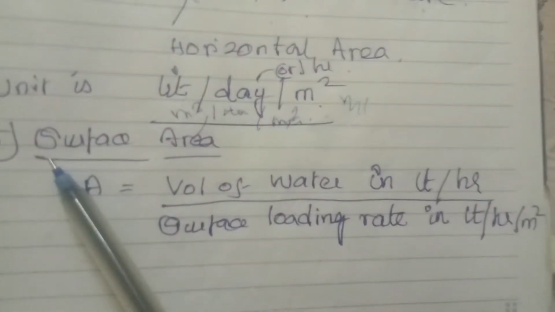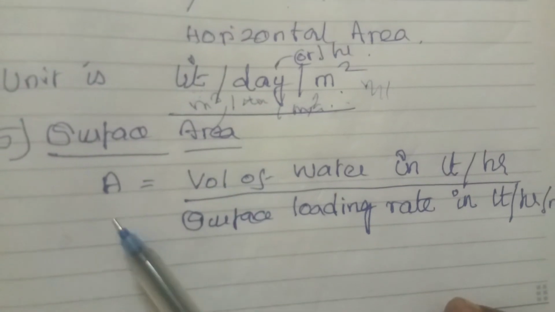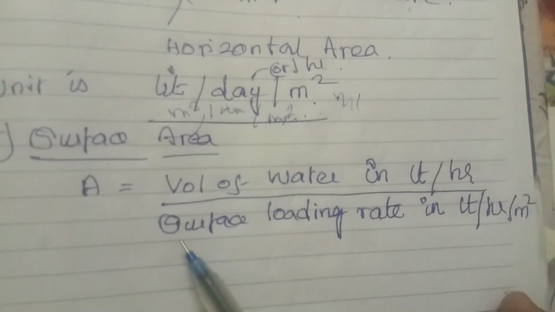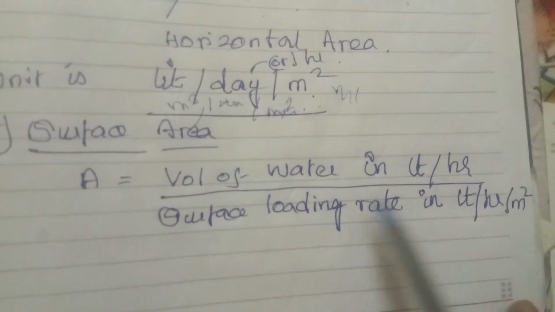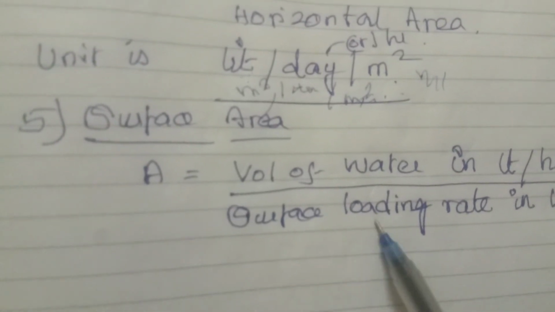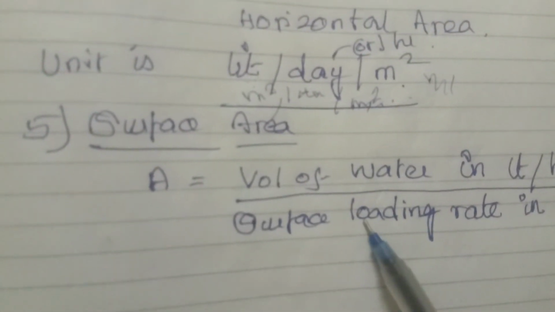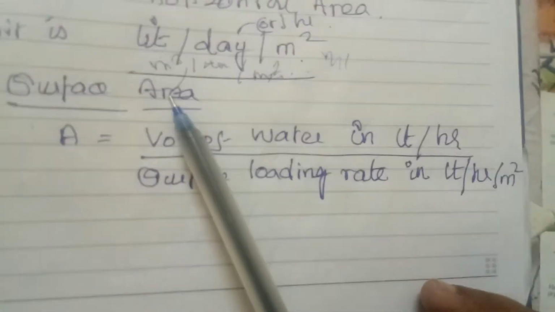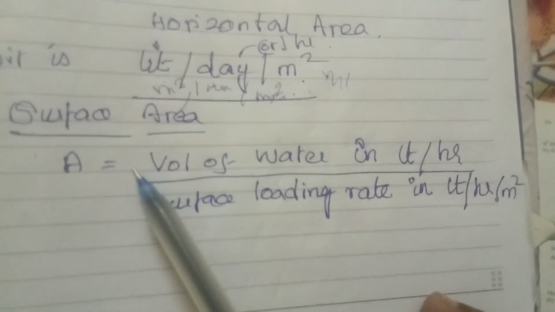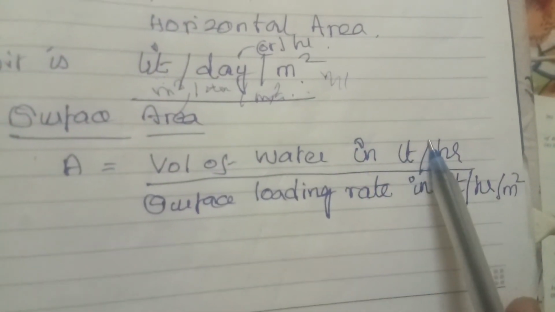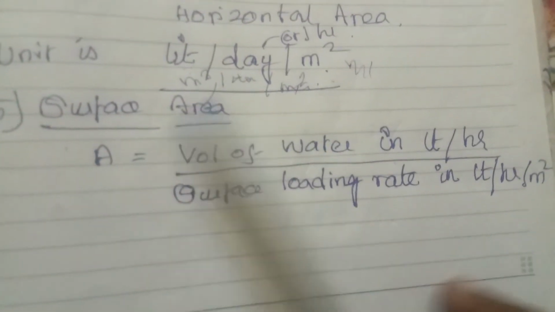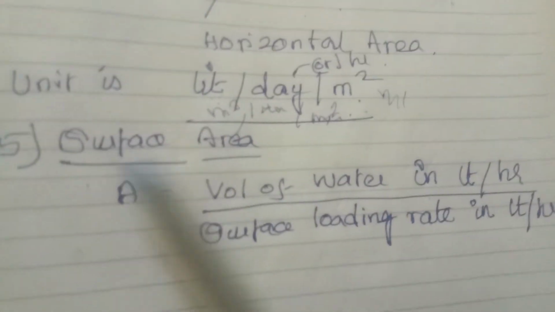So next comes the surface area. Surface area is given by the ratio of the volume of water divided by the surface loading rate. So we take the volume of water in the tank as well as the surface loading rate, and when we divide these two things we can get the surface area. The surface loading rate we know is in liters per hour per meter square, and the volume of water in the tank is in liters per hour. So in 1 hour, what is the volume of water in the tank? Likewise we will calculate and find out the surface area.